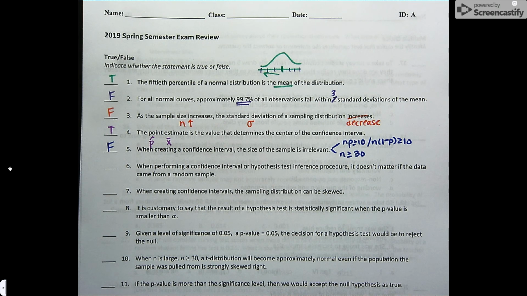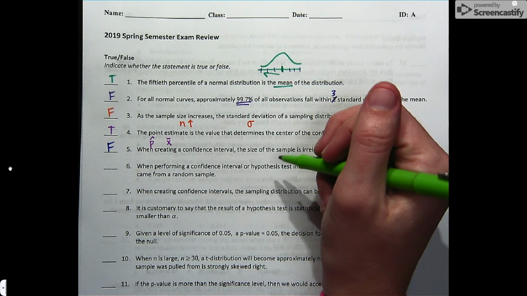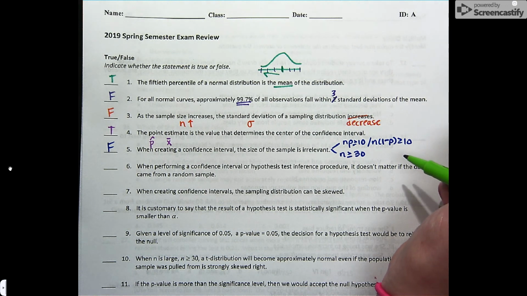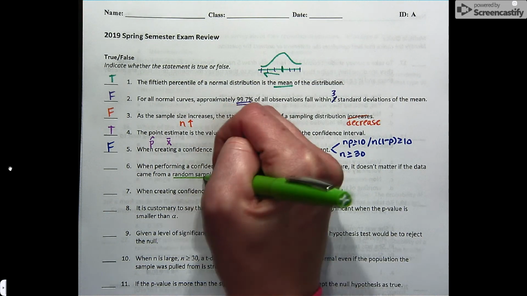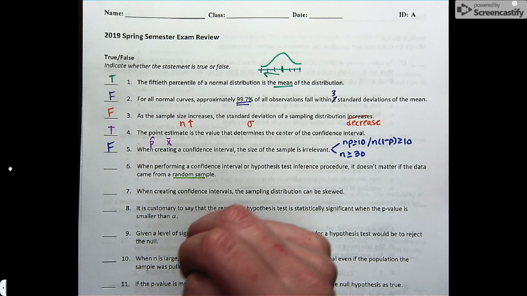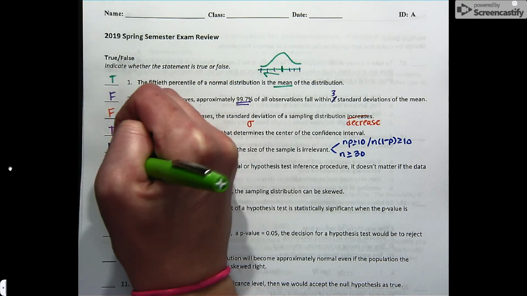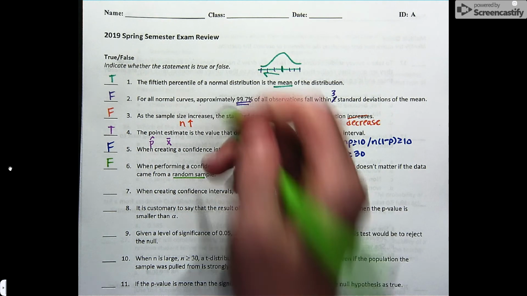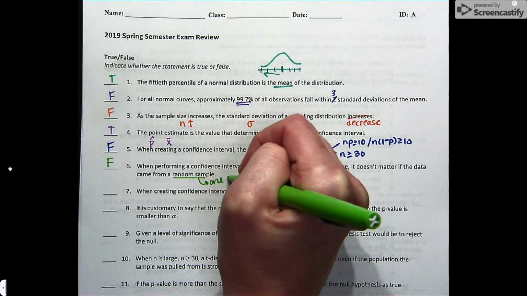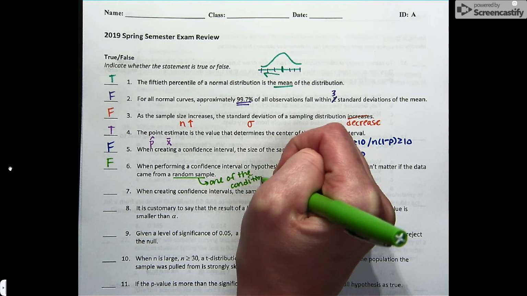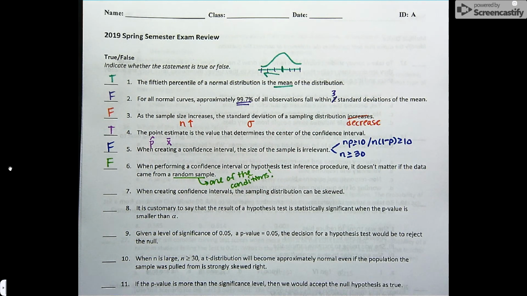Number 6, when performing a confidence interval or hypothesis test inference procedure, it doesn't matter if the data came from a random sample. Thanks to all of our condition checks we did for 4 units in a row, you guys should know that is definitely false. You have to have a random sample. That's one of the conditions. So no matter which test you were doing, it didn't matter. We had to meet that.